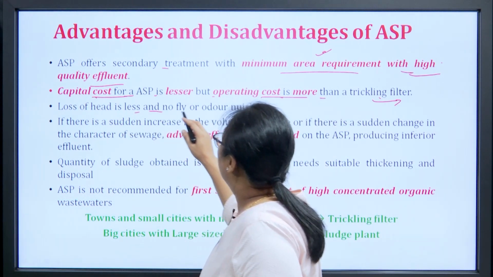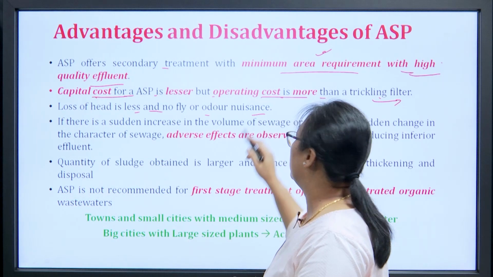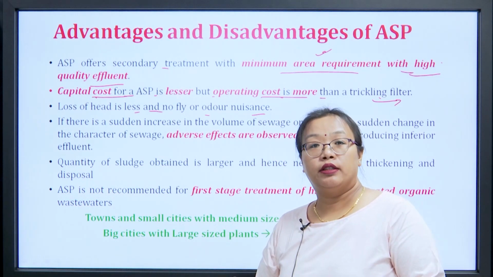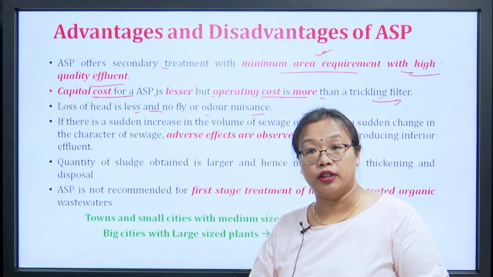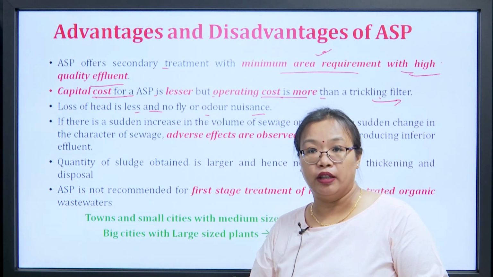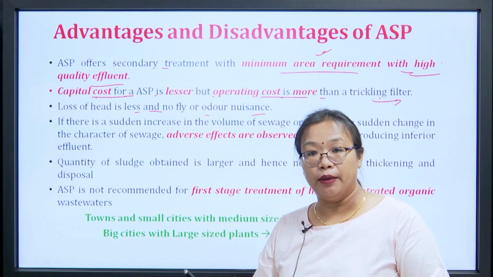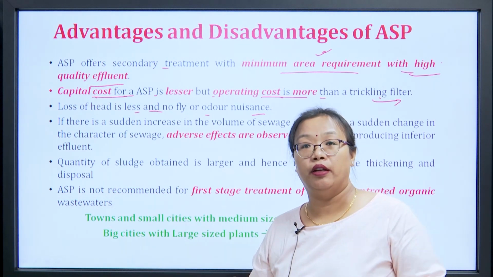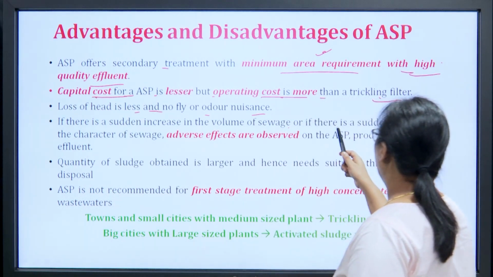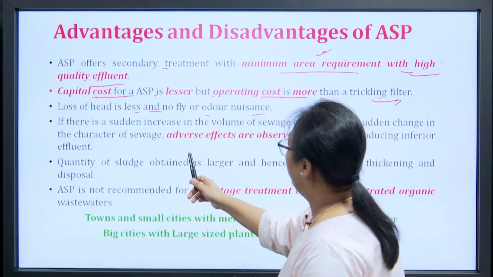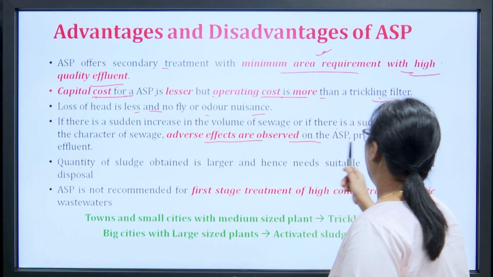Loss of head is less and there is no fly or odor nuisance. जैसे आपका activated sludge में it's just an aeration process, so it's not going to smell bad. Trickling filter में बहुत सारी fly की problem हो सकता है because it's open and everything, right. If there is a sudden increase in the volume of sewage or if there is a sudden change in the character of sewage, adverse effects are observed on an ASP.